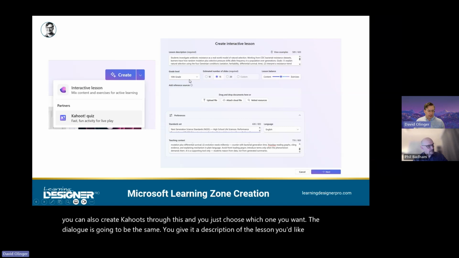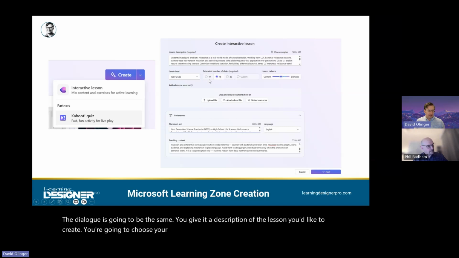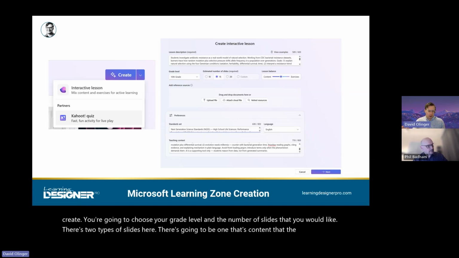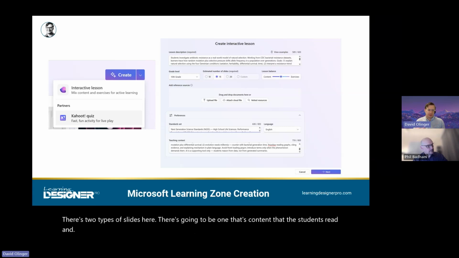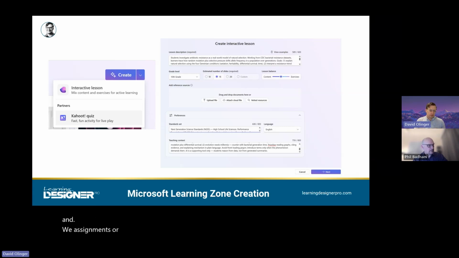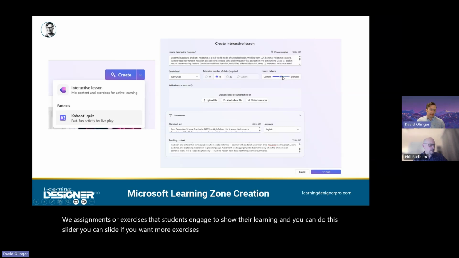You choose your grade level and the number of slides you would like. There are two types of slides here: content that the students read, and assignments or exercises that students engage with to show their learning. And you can use this slider. If you want more exercises, choose more exercises. If you want more reading and content, you can choose that as well.